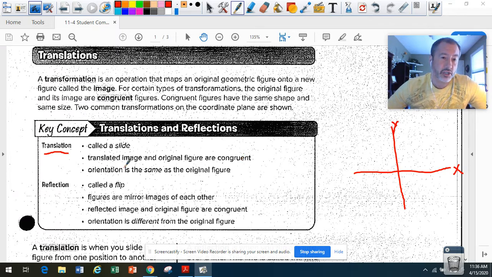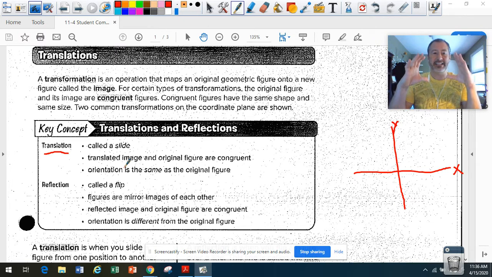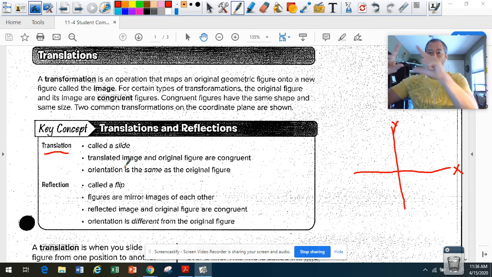The orientation, which means whether it's flipped or changed, is staying the same. Okay. So if it's a trapezoid that looks like this, let's say, when we move it, it's still going to look like this. Compared to reflection, it may flip upside down.